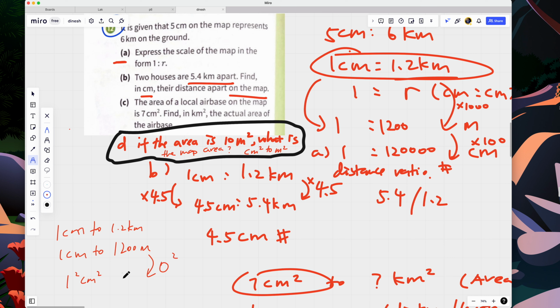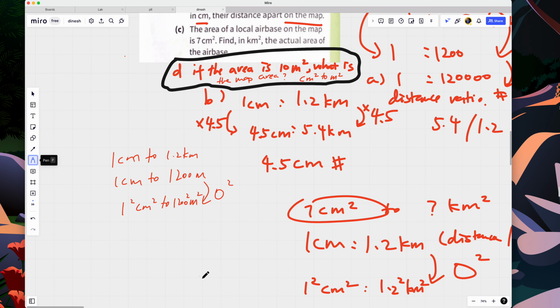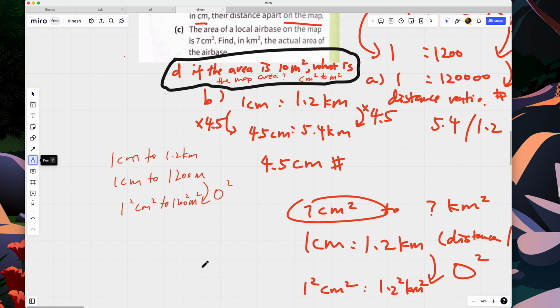I don't know why you read the question wrongly. How do you interpret this question, by the way? I thought the 10 meter square is on the map. How can it be on the map? Okay, it can be, but what is the map area? Anyway, where do you put the 10 meter square? I square everything already. So you put it under 1,200 meters square.